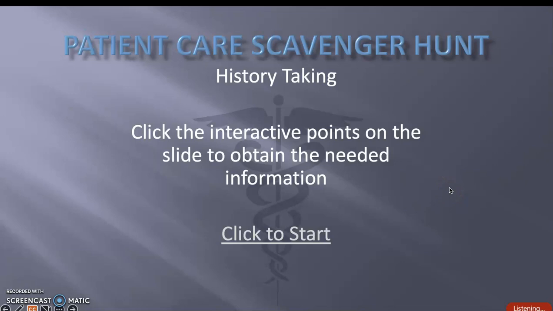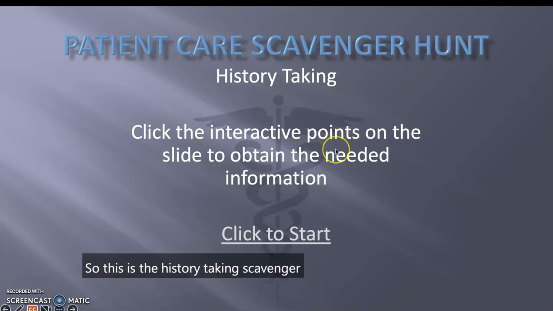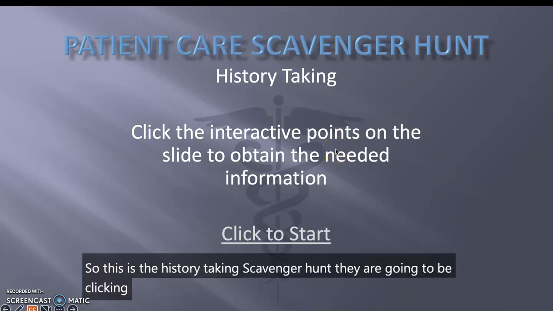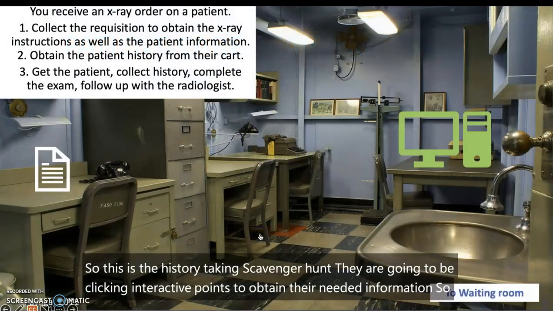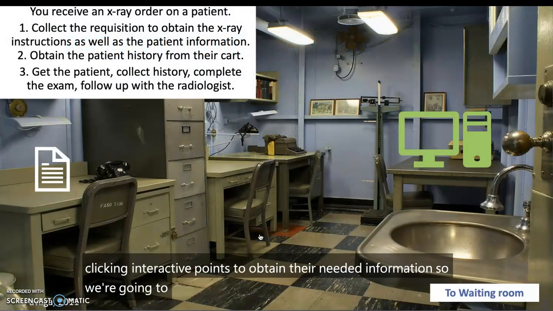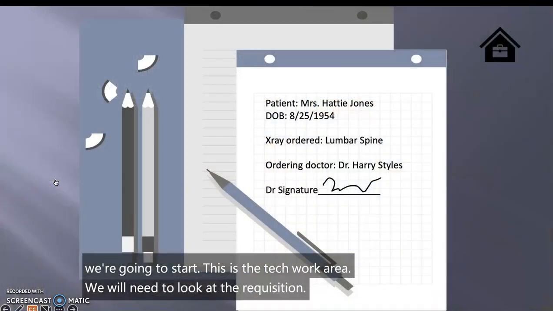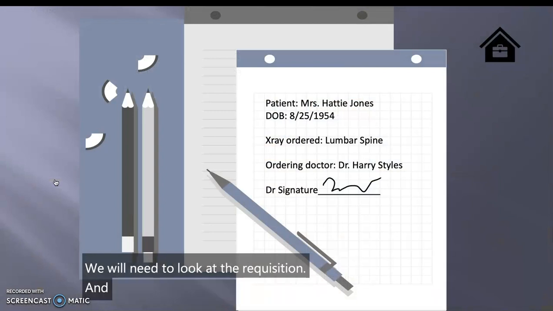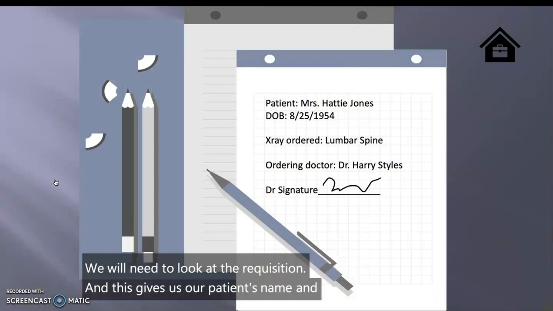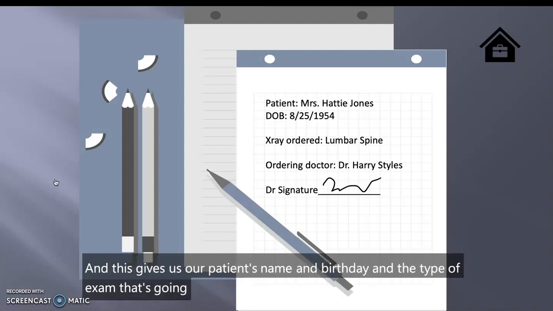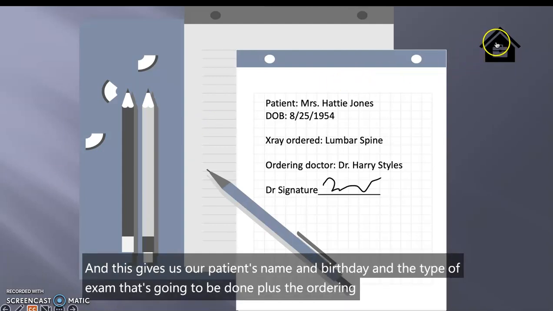So this is the history taking scavenger hunt. They are going to be clicking interactive points to obtain their needed information. So we're going to start. This is the tech work area. We will need to look at the requisition. This gives us our patient's name and birthday and the type of exam that's going to be done, plus the ordering doctor.